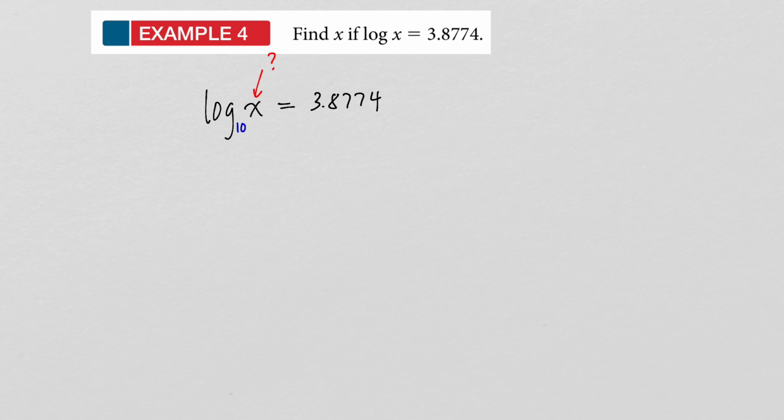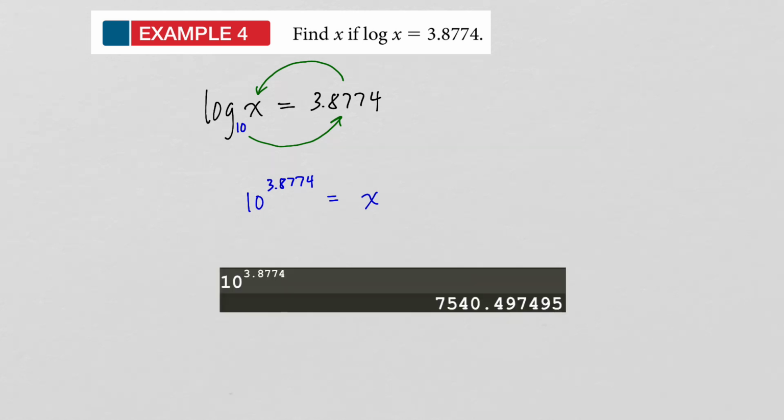So we need to go back to what is the definition of a logarithm? Well, we know that this means that 10 raised to this power is equal to that number. So that is 10 to the 3.8774 is equal to x. And so now to finish this, we just need to take the number 10 and raise it to that power. And you can see that the number that I get for x is this number here.